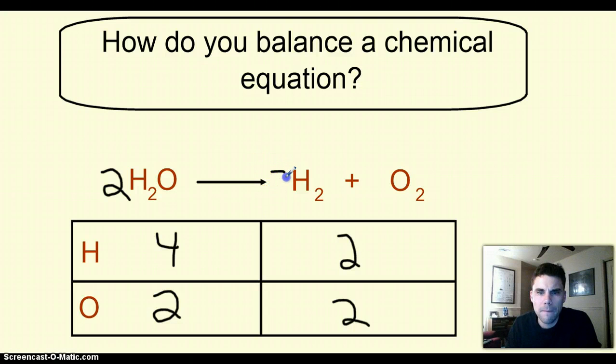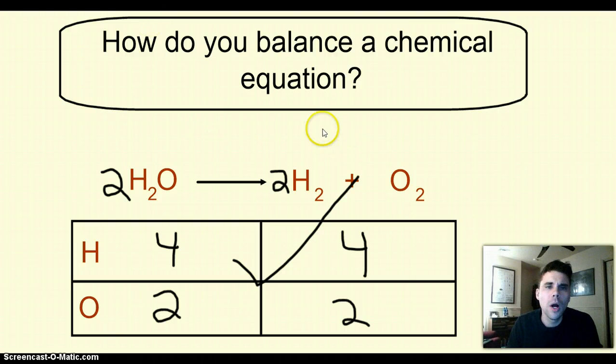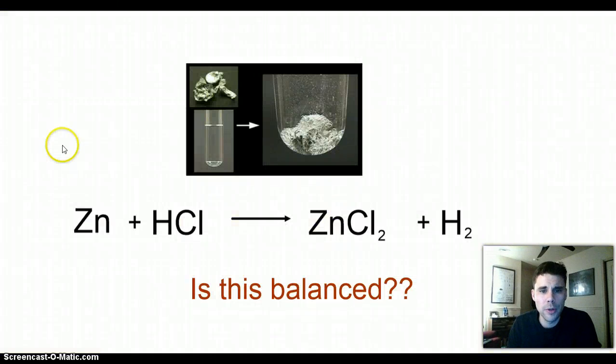Let's go back. Let's use our table. 2 times 2 is 4. I can now adjust and update 4 hydrogens on the reactant side, 4 on the product side. 2 oxygens on the reactant side, 2 oxygens on the product side. This is balanced. Some of these steps might be a little bit confusing to you. We are not going to go in depth in balancing chemical equations until a little bit later in the year. The only skill, the only task you need to be able to do is to look at a chemical equation and determine whether it is or it is not balanced.